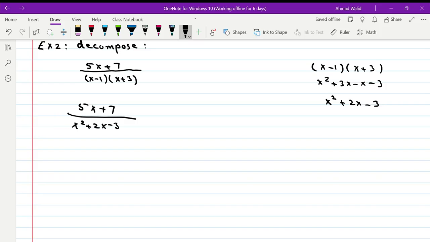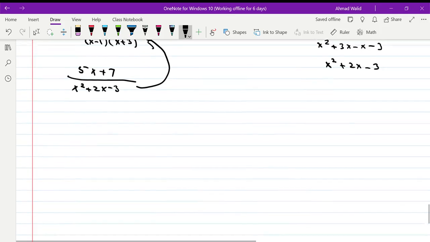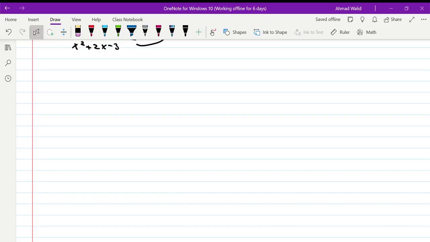If I factor the denominator here, you end up with this, which is given to you, correct? But I'm just explaining. Every time they are not giving it to you that simple. Okay. 5x plus 7 over x minus 1 times x plus 3.